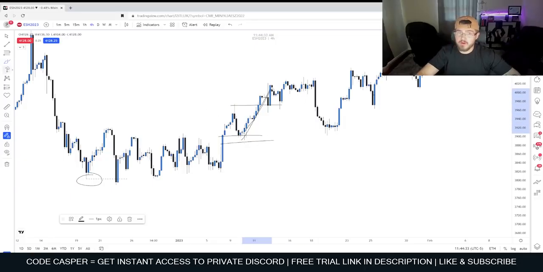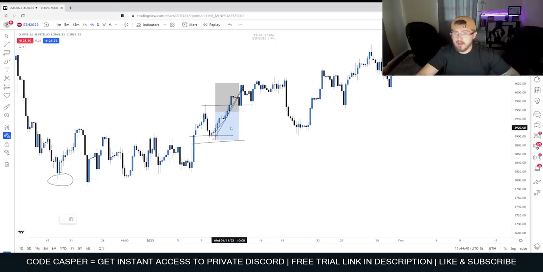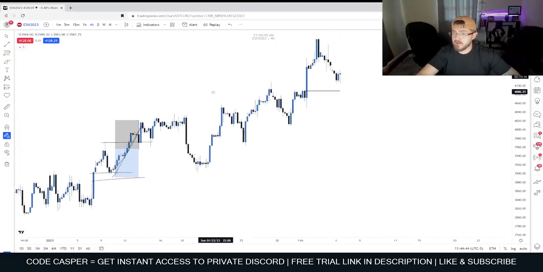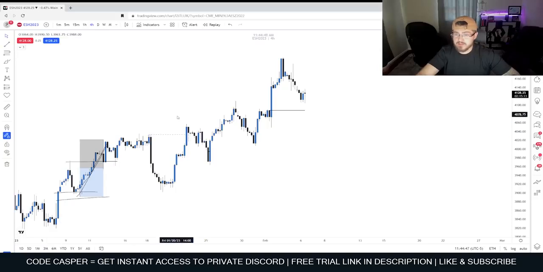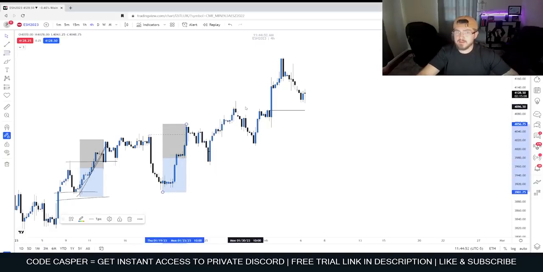Now this is what we want to pay attention to, the displacement leg that took structure. So when we come back down, we're looking for internal liquidity at a discount. Price comes down, taps into that liquidity, and runs off to the races. And we continuously see this displacement: price comes down, discount, off to the races. And it's that simple. Adding displacement to your market structure mapping is going to change the way you trade.